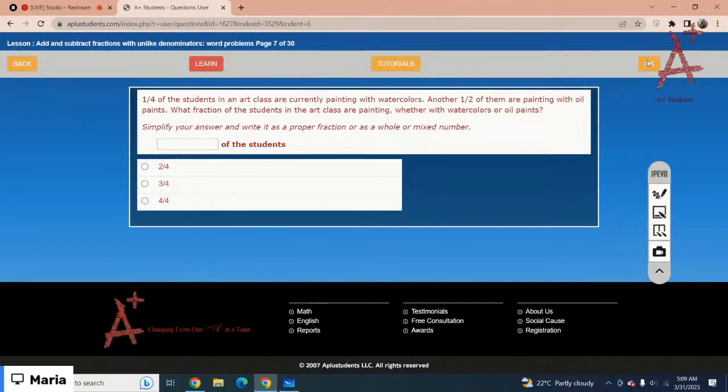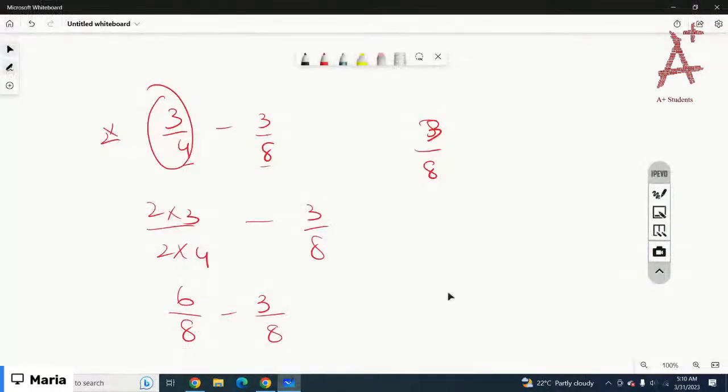Okay, the next one is: 1/4 of the students in an art class are currently painting with watercolors. Another half of them are painting with oil paint. What fraction of the students in the art class are painting with the watercolor or oil paints? Basically, you have to add, because here you have whether what fraction of the students are painting with watercolor or oil paint. So you just have to add them. Just add 1/4 and 1/2. Got it?